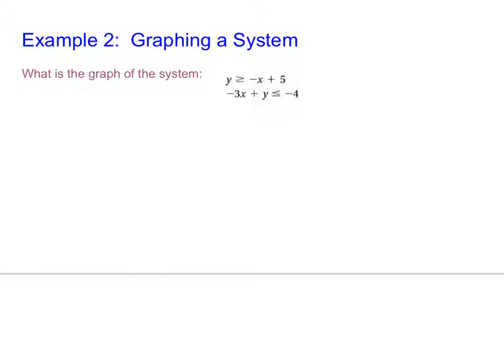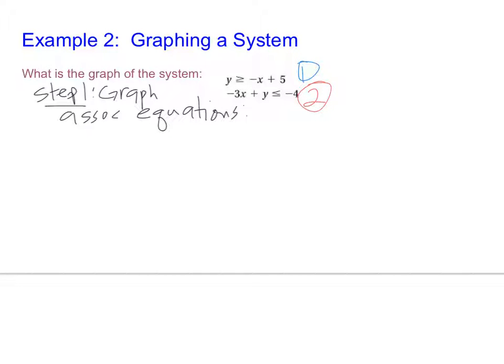All right, example 2, graphing a system. What is the graph of the system? Again, we will number our inequalities just as before. We'll perform step 1, which is to graph the associated equations. And we'll start with the first associated equation in blue, number 1.